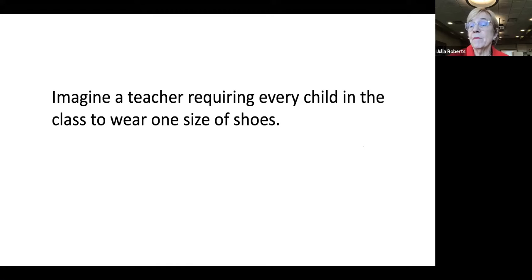That is the same thing as one lesson that is not differentiated based on what students know and can already do.